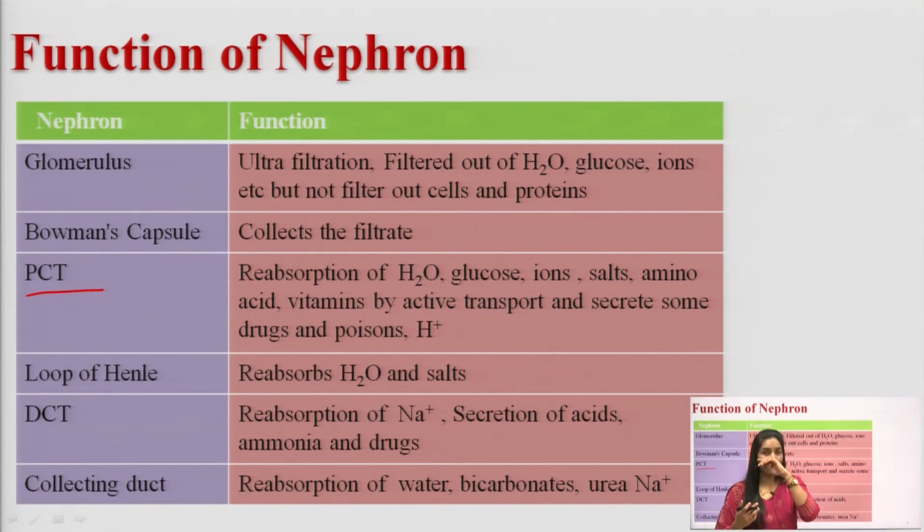And what about the loop of Henle? The loop of Henle will reabsorb water and salt. And the distal convoluted tubule will reabsorb sodium and secrete some acids, ammonia and some toxic drugs. And the collecting duct will reabsorb water, bicarbonates, urea and sodium. These are all the functions of the individual parts.